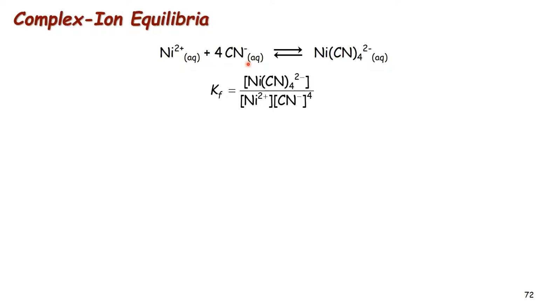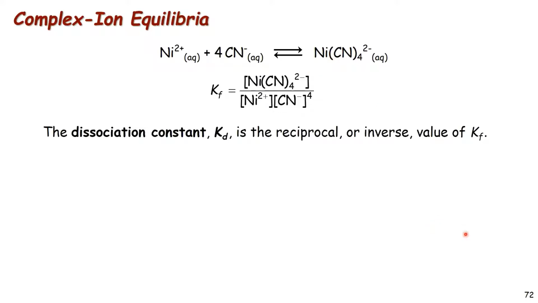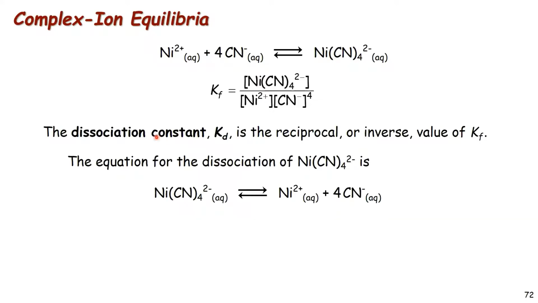So we're going to take advantage of the fact that KF is so large. We're going to make an assumption that all of the nickel, all the metal ion, reacts to form the complex ion, so that there is none of this left, and all we have is the complex ion. So there's no metal ion left, it's all gone to the complex ion. That's going to allow us to flip the equation and look at the dissociation of it. So there's the dissociation. This is the equation for the dissociation.